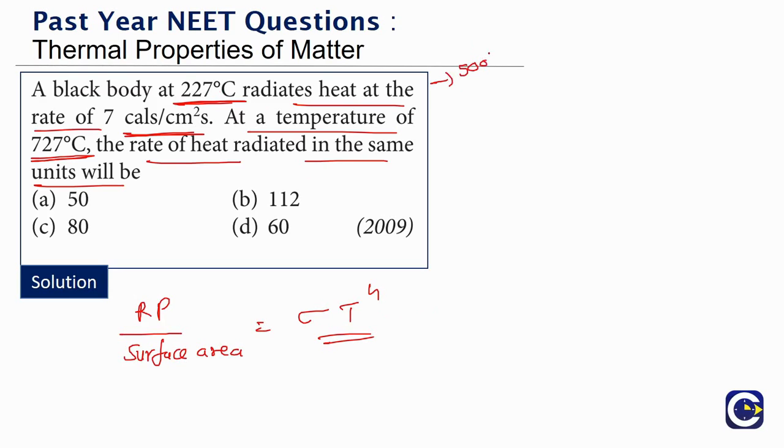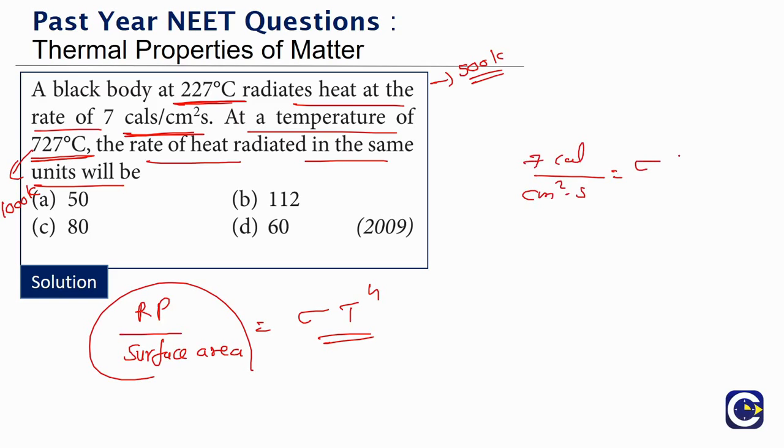It will be 500 Kelvin. Now we are changing the temperature to 727. 727 means what? It will be, in the Kelvin scale, 1000 Kelvin. So initially, the intensity that is given to us is 7 calorie per centimeter square into second. That is equal to sigma into the initial temperature, 500 power 4. The new intensity will be sigma into 1000 power 4.